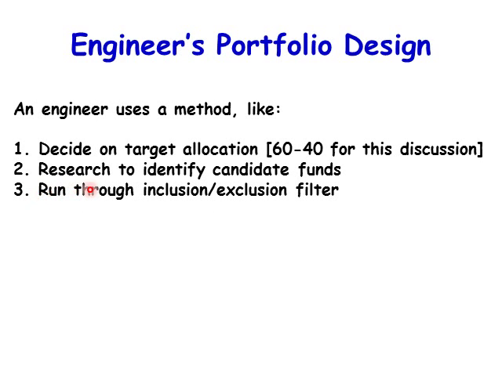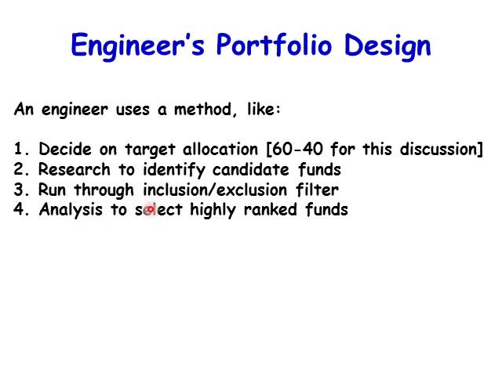The next thing we do is run through an inclusion-exclusion filter. An engineer has to know when a fund is no good anymore, and that gives me an exclusion filter, and that gives me an idea when to replace a fund. Let's continue. Analyze to select highly ranked funds. Then we have to go through an analysis process, rank them and assign scores to various funds, and then select the highly ranked funds.